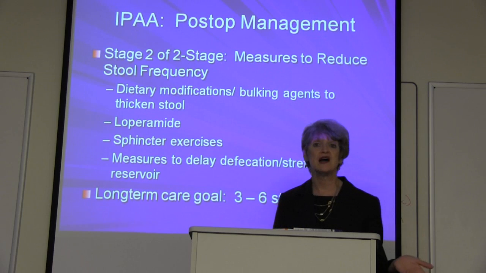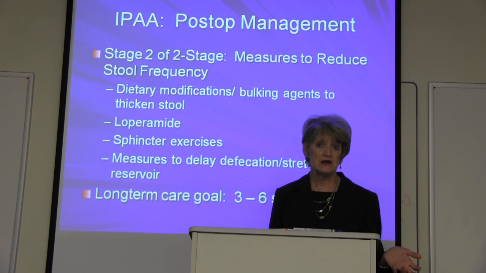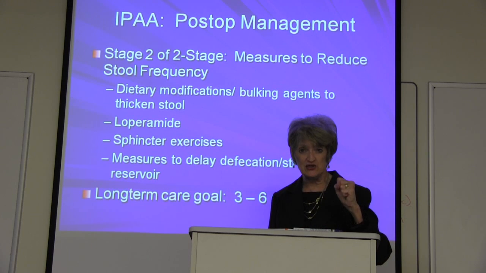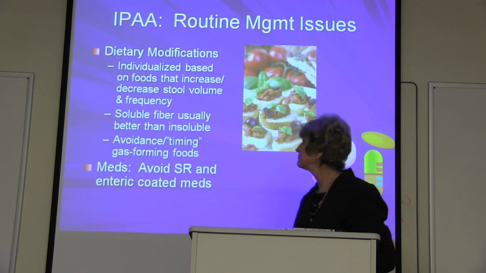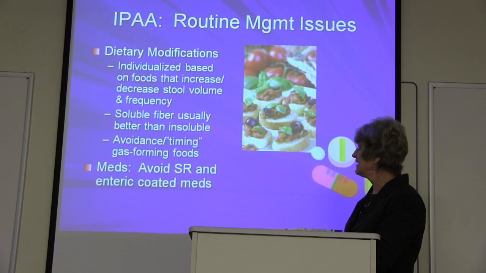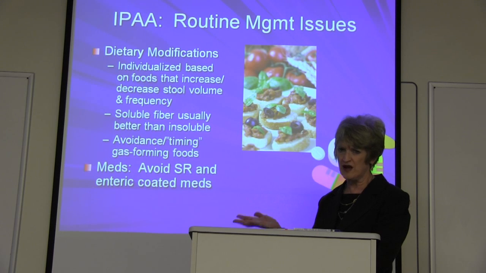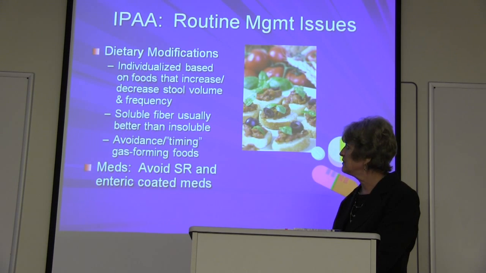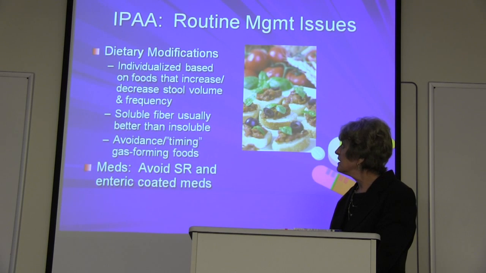Thicken the stool through diet and bulking agents and Imodium. Stretch the reservoir by strengthening the sphincter and using sphincter contraction and deep breathing to delay defecation. Dietary modifications are very individualized. It goes back to foods that cause this person to have higher volume output and foods that thicken the stool and reduce output.